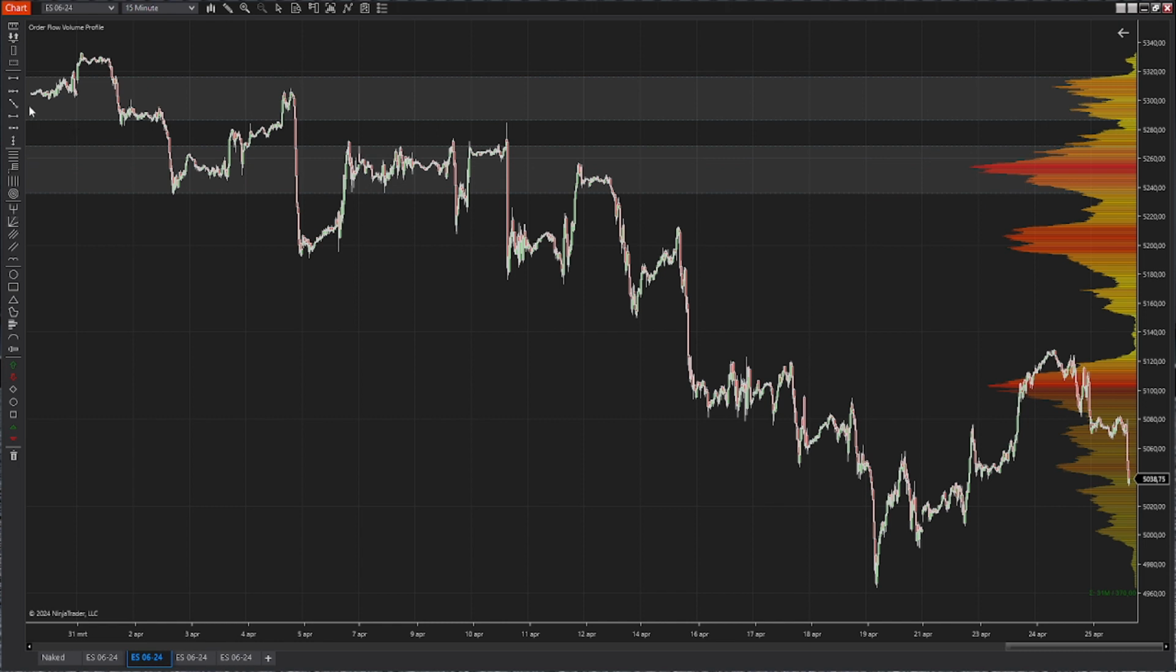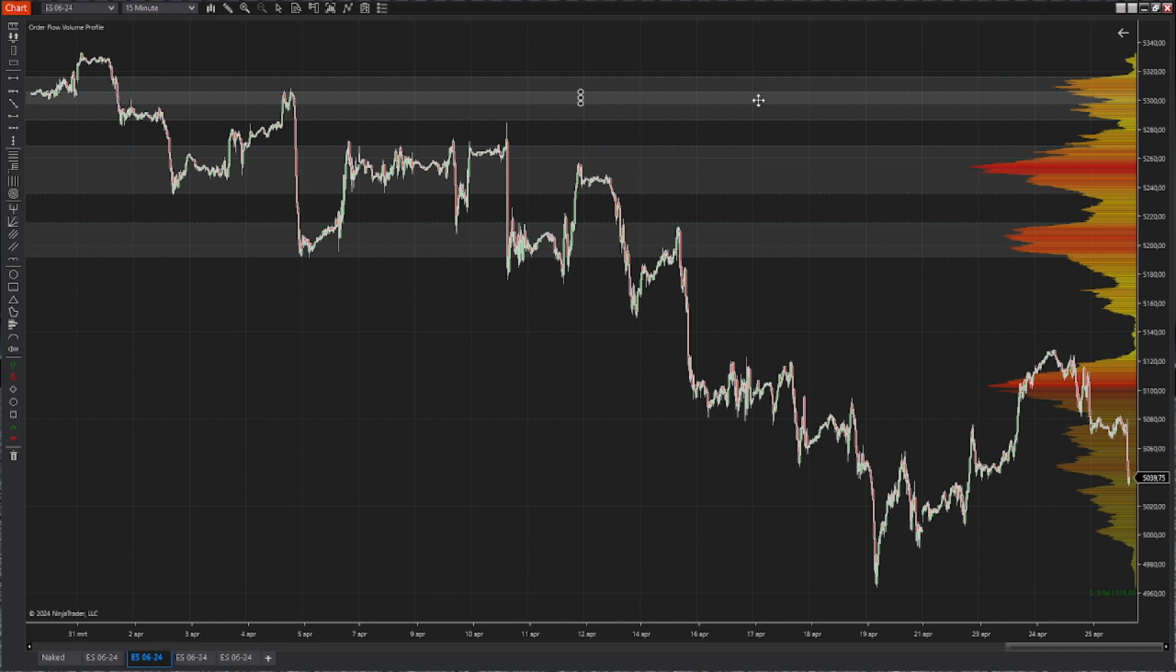That signify high levels of market activity, or as we call them, distributions. So what can we look for? I tend to look for gaps.